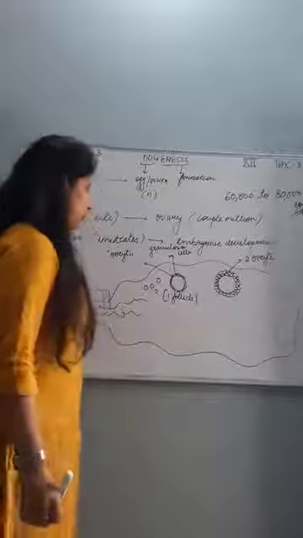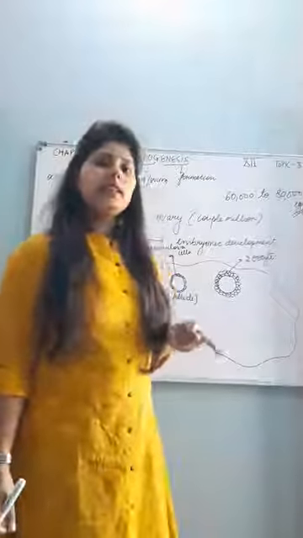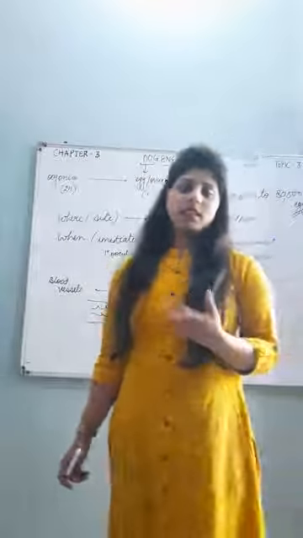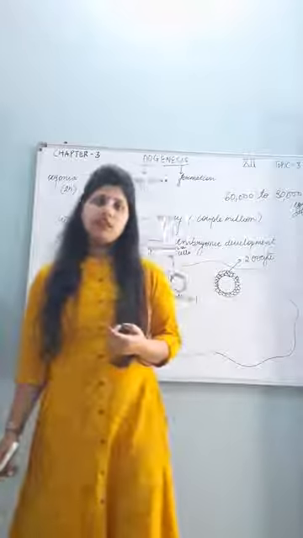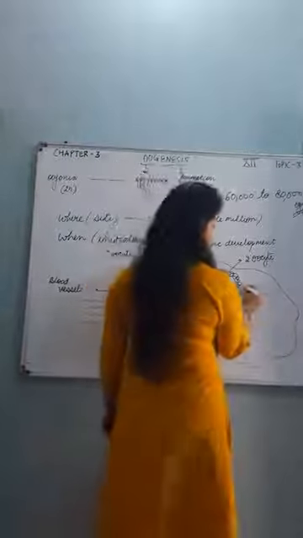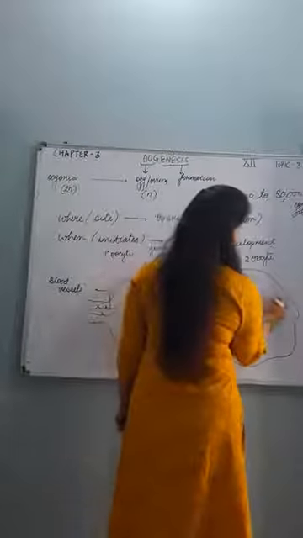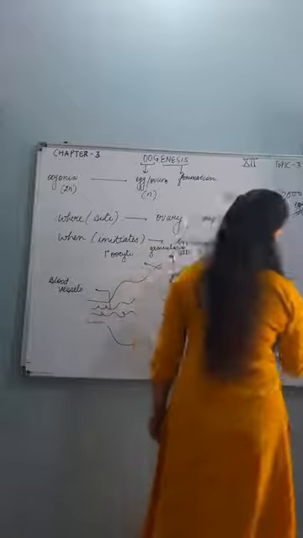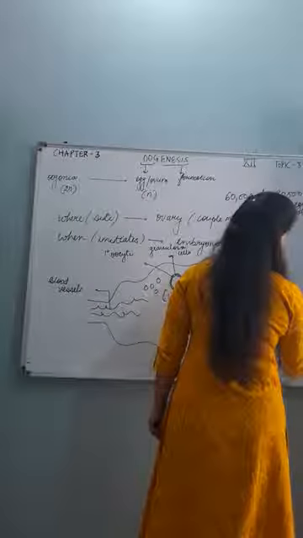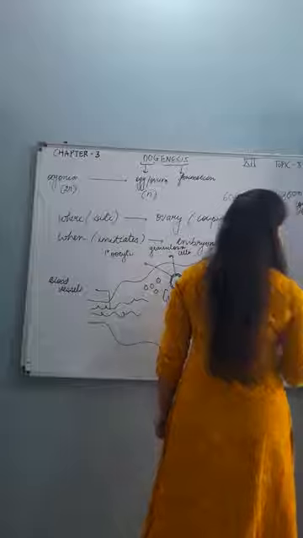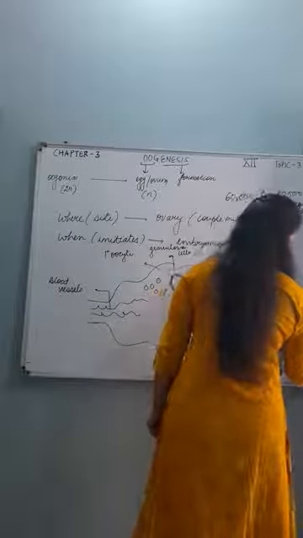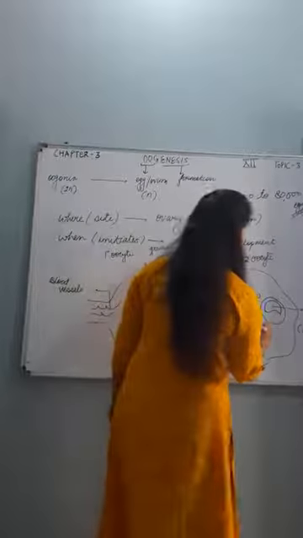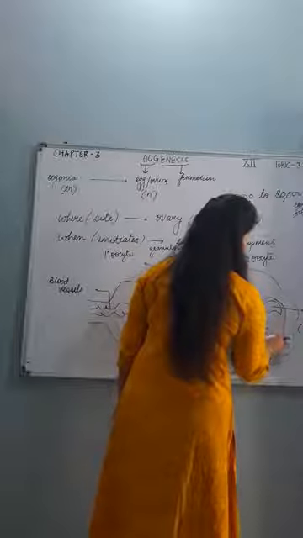Then it is converted into a secondary follicle and then a tertiary follicle. In the tertiary follicle there is one important aspect. It contains one cavity, so it is also known as an antrum follicle. The cavity is known as the antral cavity or antrum, which is filled with fluid. Here it is now known as the tertiary follicle.